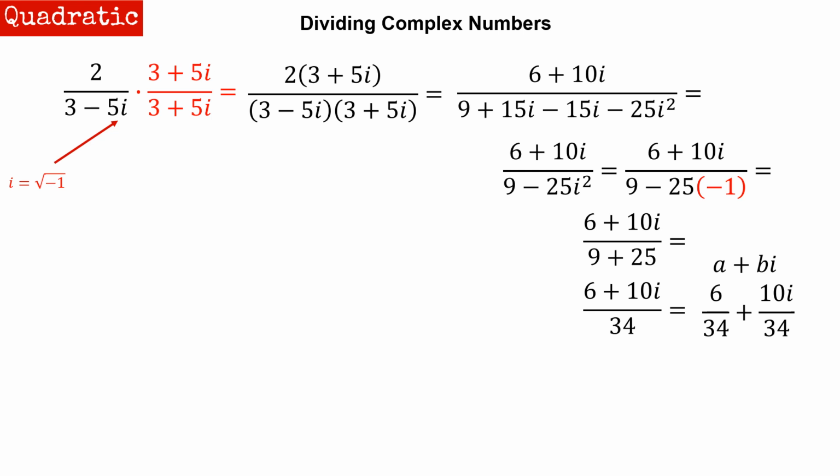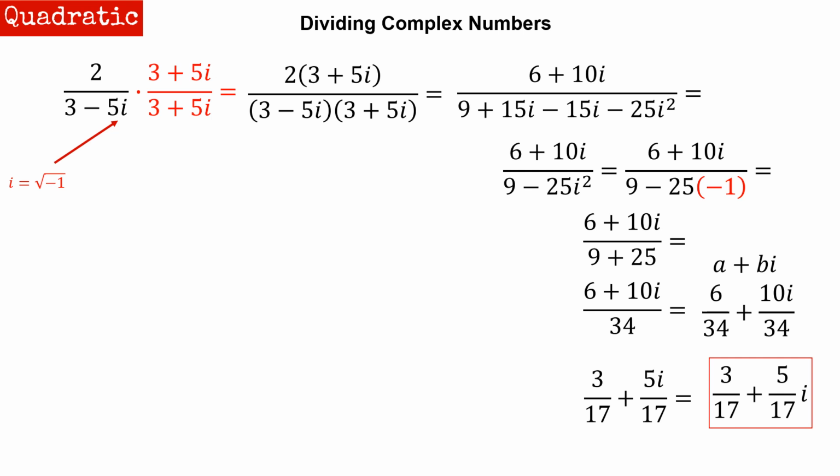But we still have a problem because way back 100 years ago, we learned that we always have to reduce fractions. So 6 divided by 34 reduces to 3 over 17, and 10i over 34 reduces to 5i over 17. For me, I think this is a good answer because it is in the form a plus bi. But some instructors want you to write it so that i is on the end, like this one, 3 over 17 plus 5 over 17i. And that is the answer.